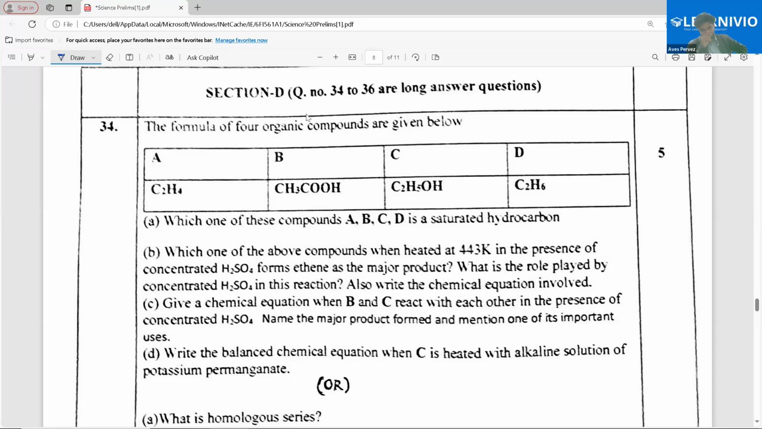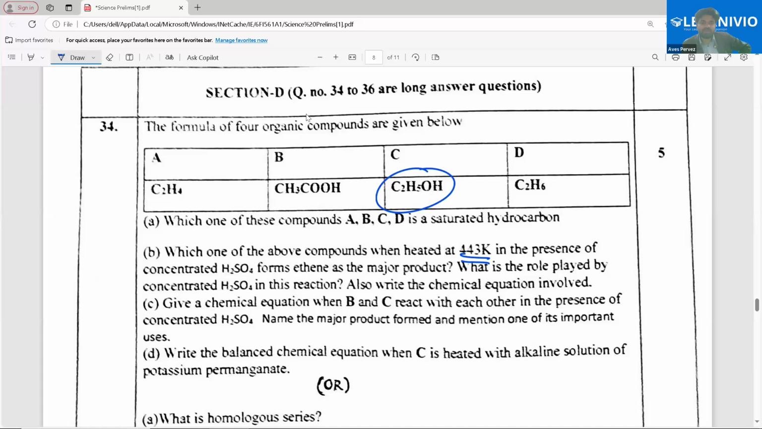Next. Ethanol, right? It forms ethene when heated. Which of the following compounds, when heated at 443 Kelvin in the presence of concentrated H2SO4, forms ethene as a major product? So which will form? C. Yes. Alcohol का dehydration करते हैं ना, तो it will form ethene at 443 Kelvin. समझ आया? Yes.